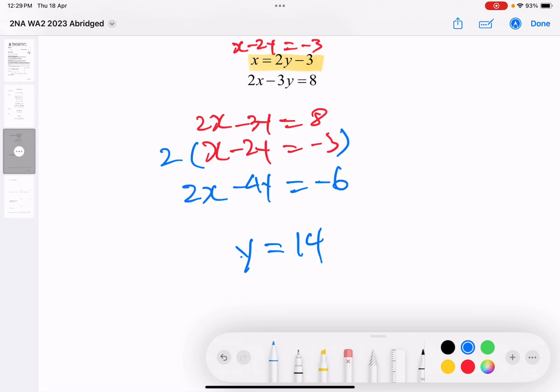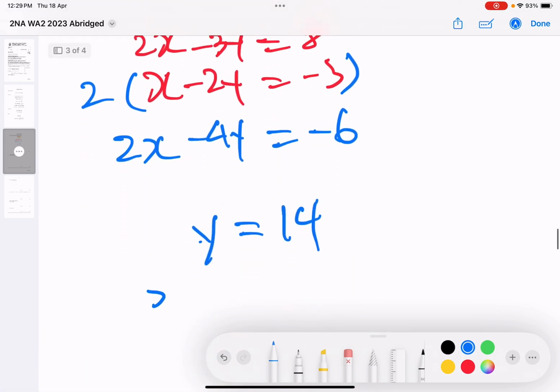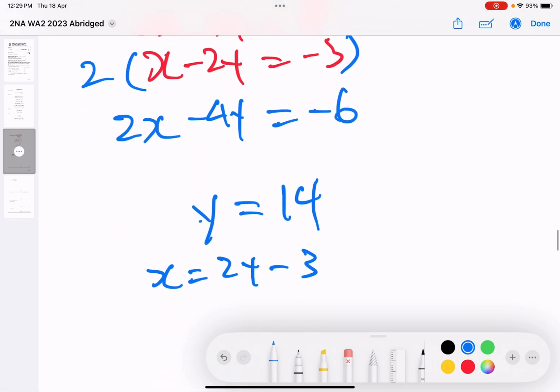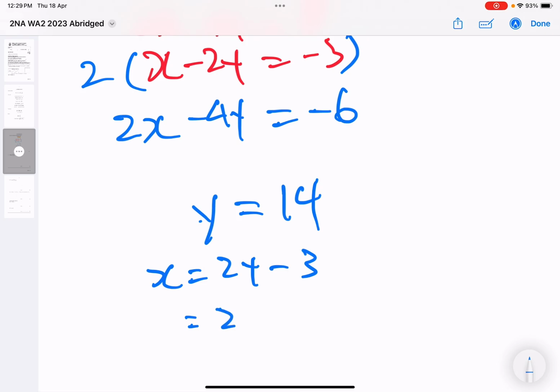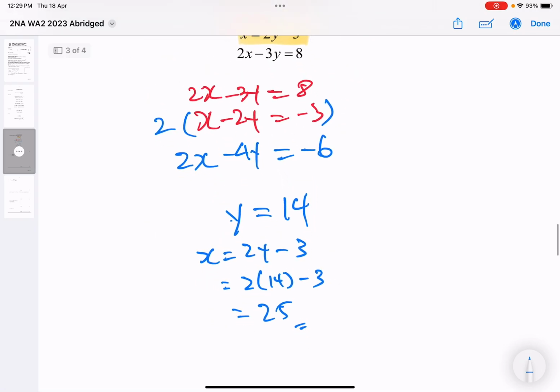Then how to find x? You can use any of the equations up there. I choose to use this yellow highlighted one. Okay? x is equal to 2y minus 3. So I substitute in the y as 14 minus 3. 2 times 14 gives me 28. 28 minus 3 gives me 25. That's all. Okay? So you realize my working is actually very short.